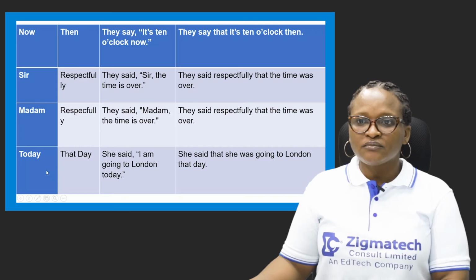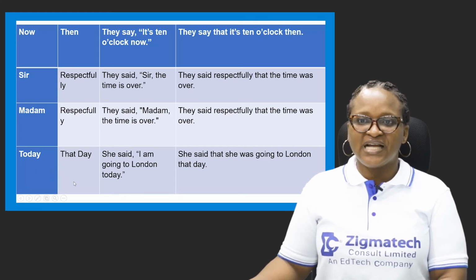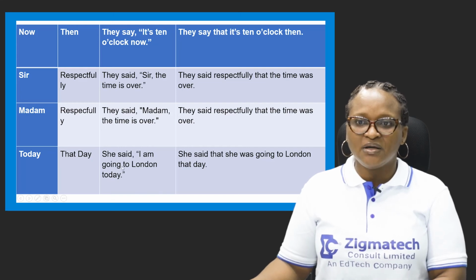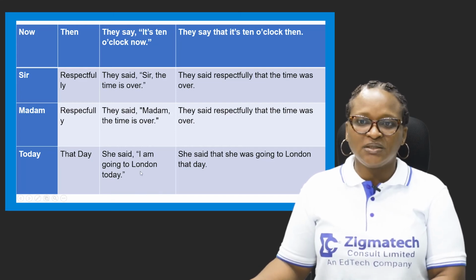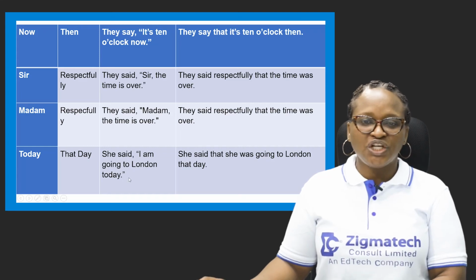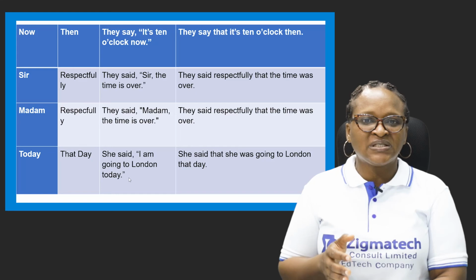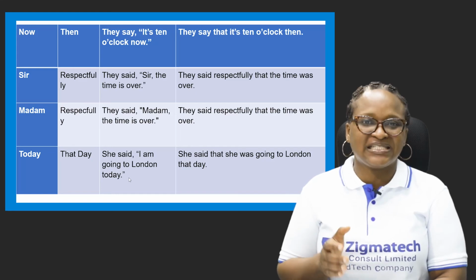Now today changes to that day. Today in direct speech, when writing in indirect, changes to that day. Now she said, I am going to London today. Changing to indirect speech says, she said that she was going to London that day.